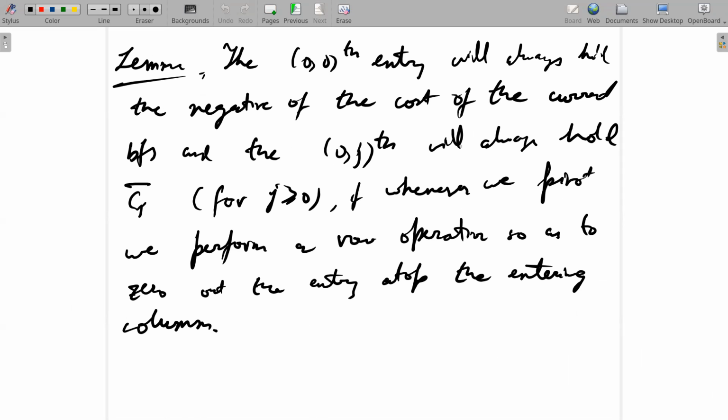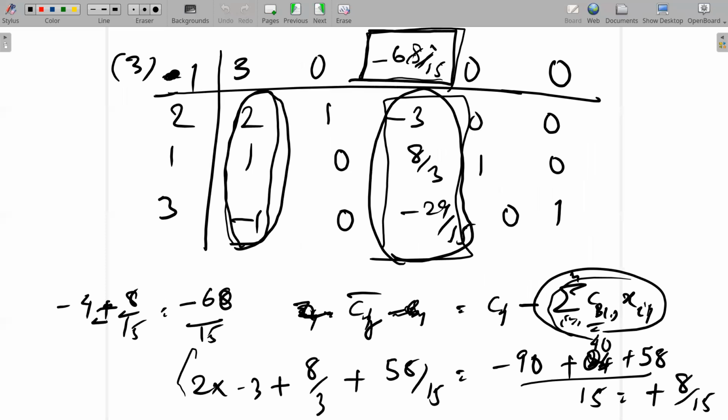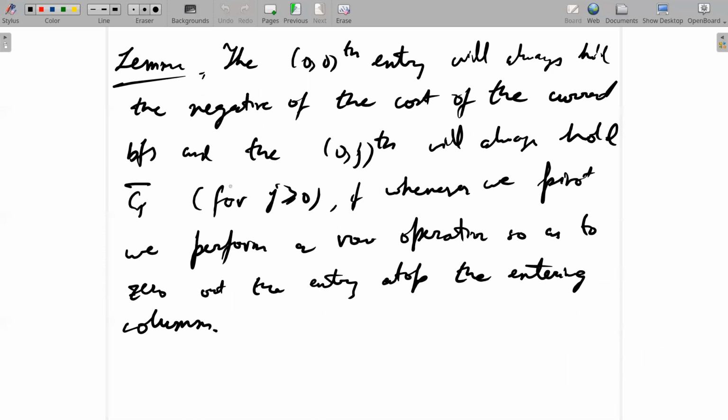So the 0th entry will always hold the negative of the cost of the current BFS, and the 0jth will always hold Cj bar. So that's what we have seen. So this is Cj bar, the modified cost. This is just describing what the pivoting process looks like. We're replacing Bi's with Ei's.